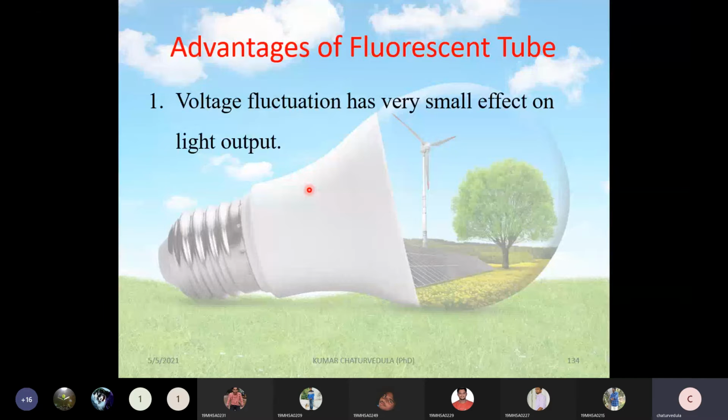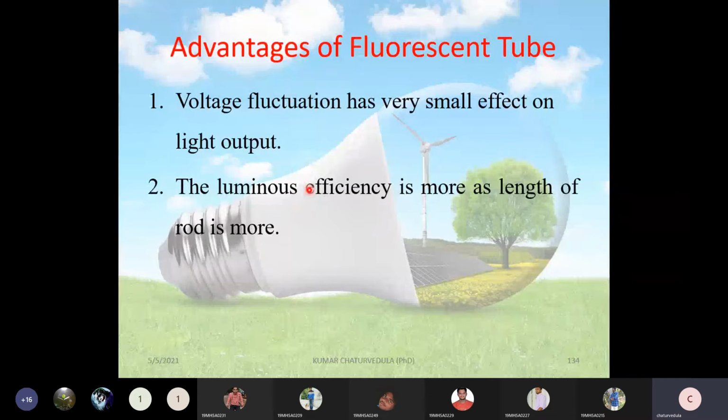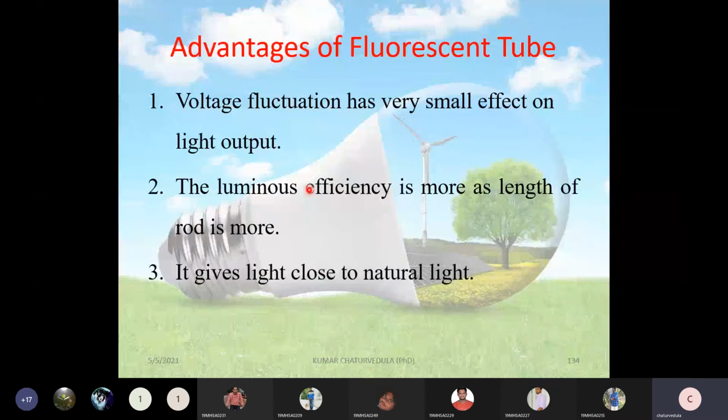Okay, the luminous efficiency is more as the length of the lamp, I mean that rod, is more. So that is one more advantage in case of fluorescent tubes. Then this gives light which is white in color, almost close to the natural light. So that is another advantage of a fluorescent tube. And the heat that is radiated by this fluorescent lamp is very, very negligible.